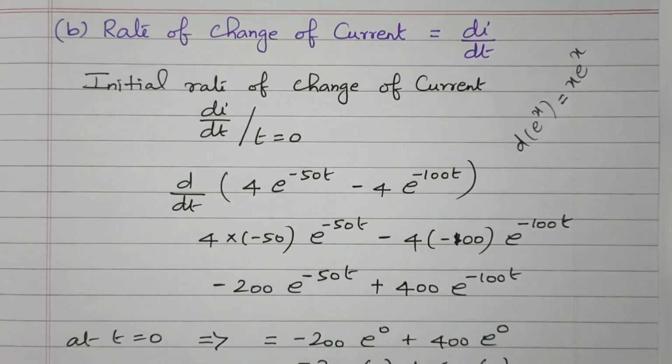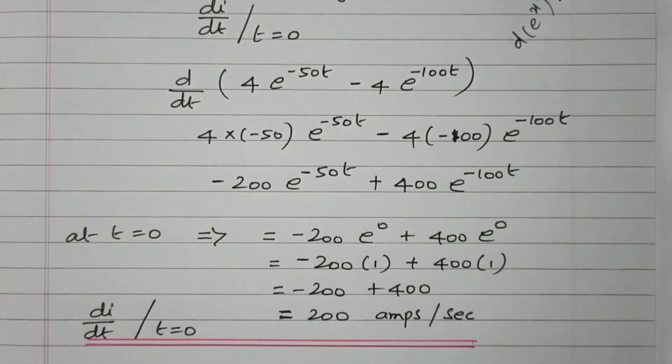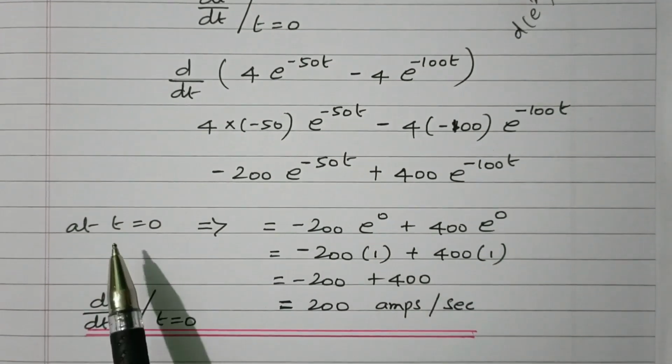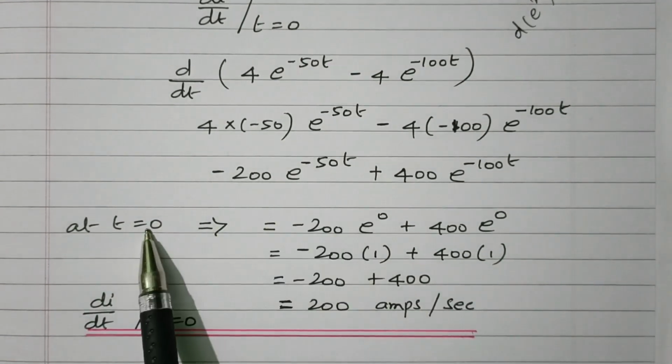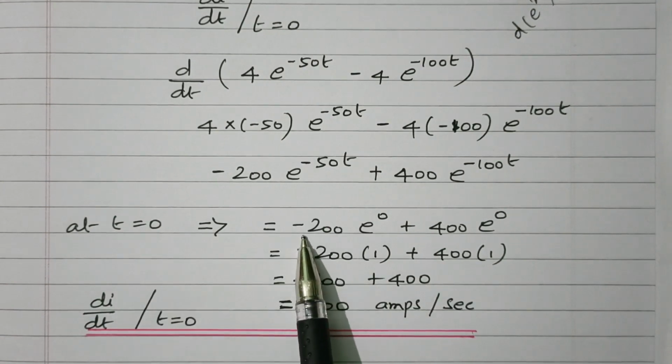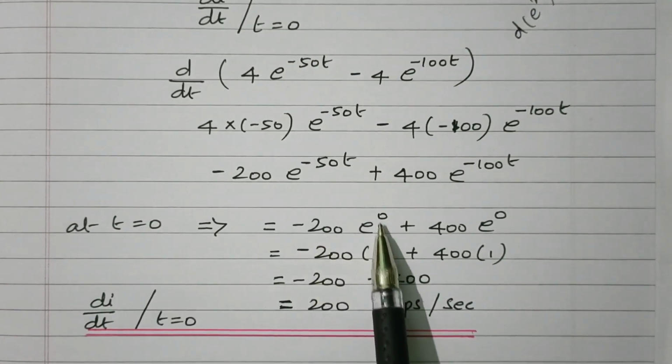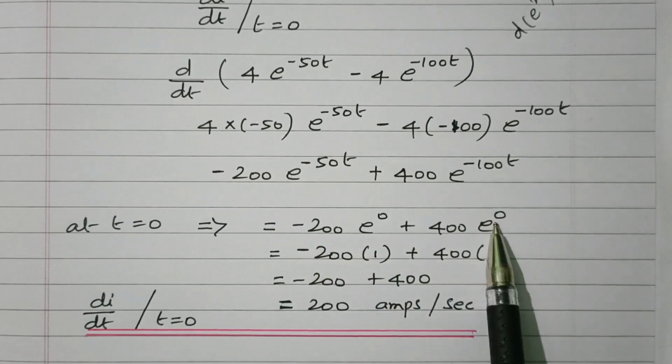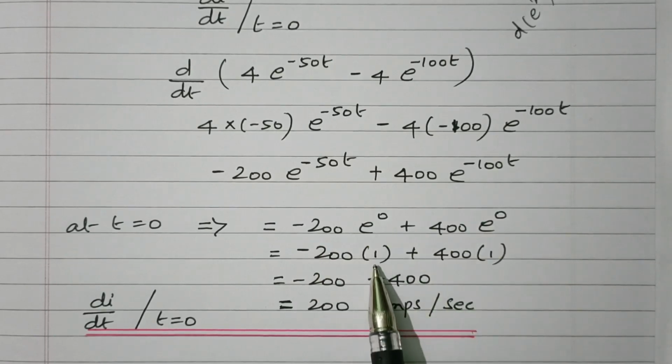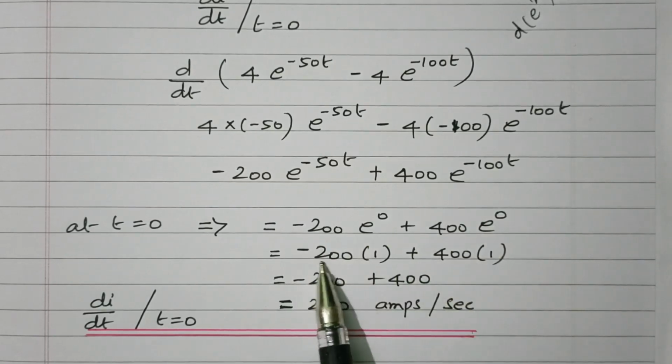Now we need to substitute t equal to 0, so that we get the initial rate of change of current. For the t value we substitute 0. So minus 200 e power 0 plus 400 e power 0. We know that e power 0 is 1. So minus 200 plus 400. So totally it is 200 ampere per second. So the initial rate of change of current is 200 ampere per second.